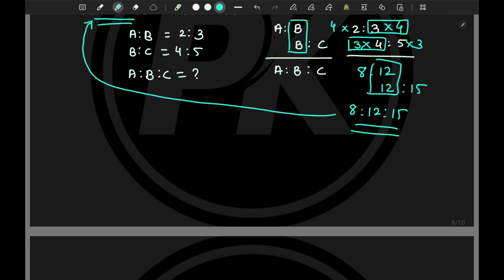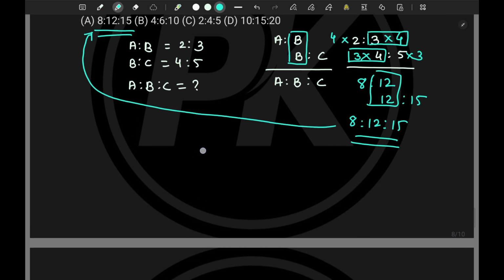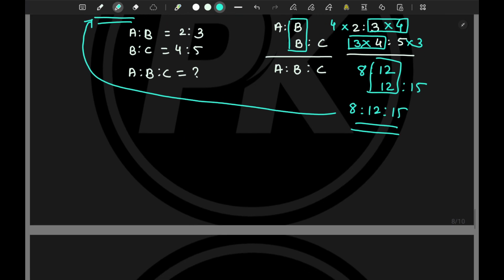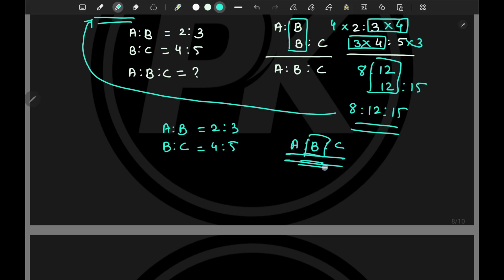Now let's try to understand the logic behind it. We said A as to B is 2 as to 3 and B as to C is 4 as to 5. The logic is that we have to write it in terms of A as to B as to C. That means there should be a common number at the center, as we have just seen.